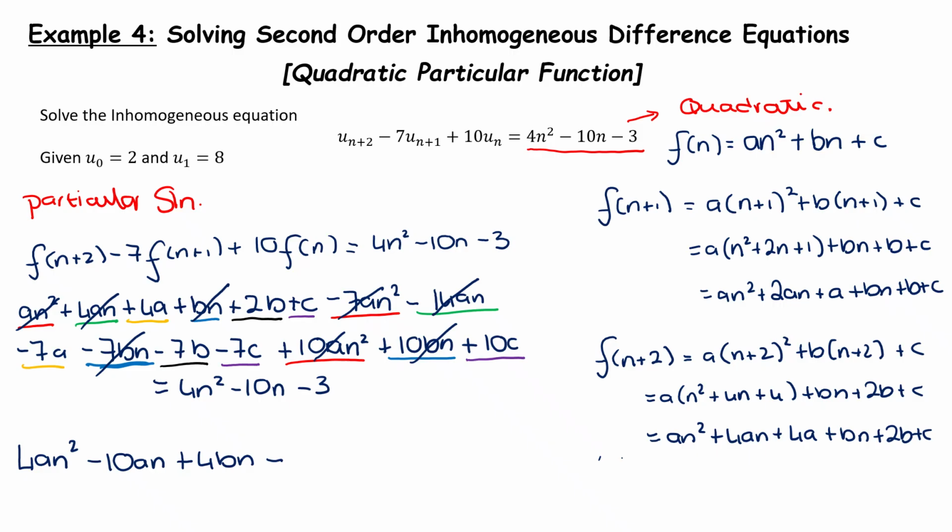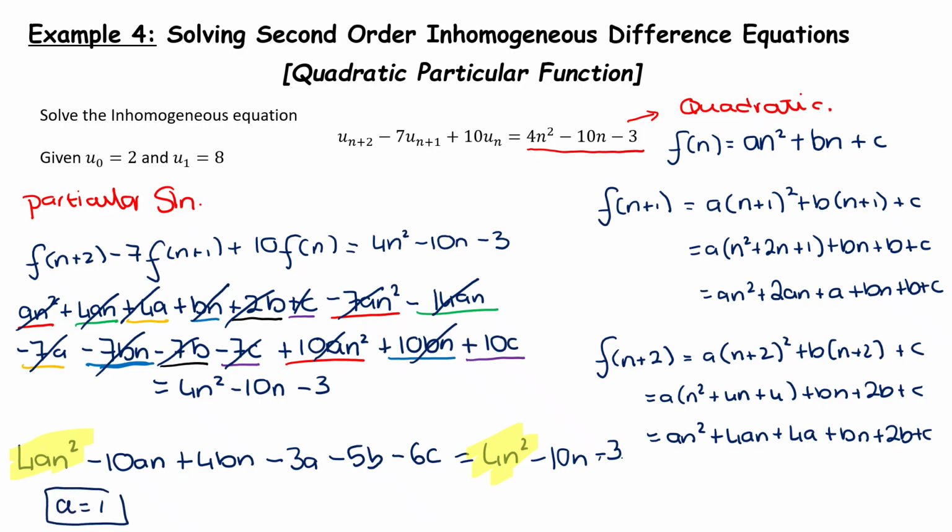So then we have minus 3a and minus 5b and then minus 6c. And that all equals 4n squared minus 10n minus 3. So we want to break these up. So our n squared terms should equal our n squared terms. So that gives us a very nice little answer of just a is 1. Now you can show that. I'm just running out of space. So we have 4an squared equals 4n squared. So a must be 1.